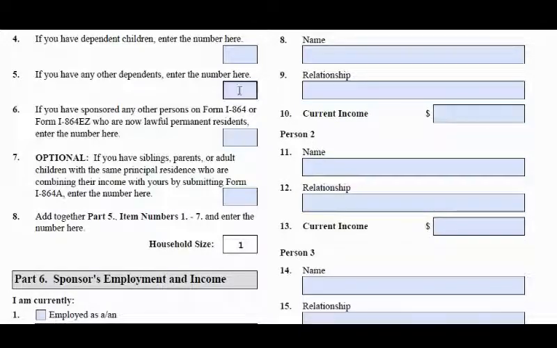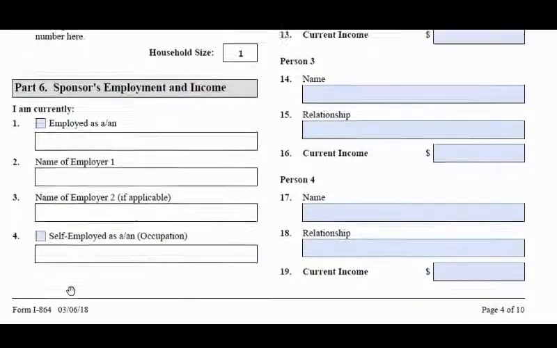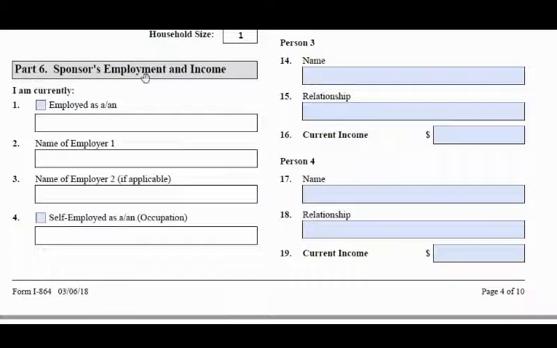If it's the total, it comes to 7. Put 7, it comes to 8. You put 8 over here. Okay. And then from there, we're going to move to part 6. Part 6 is sponsor employment and income. Basically, the sponsor's employment and your income.